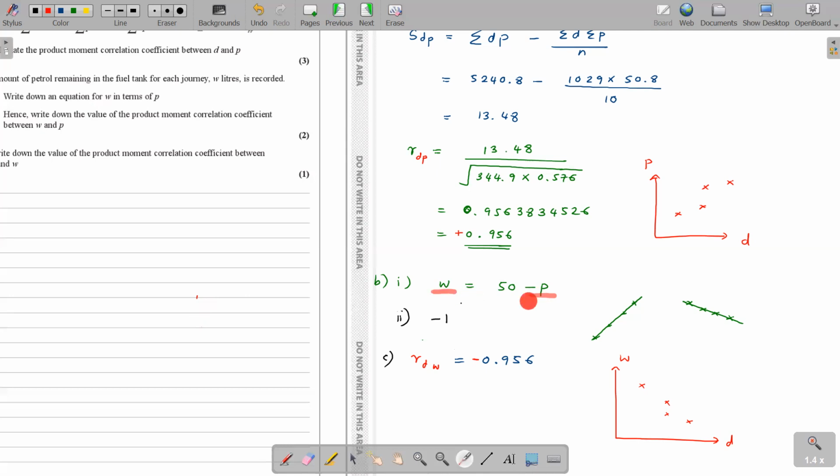This equation, W is equal to 50 minus P, from this equation I realized that we are doing a coding here. However, the only thing is the original variable has been totally converted to negative. So from that I realized it's kind of a coding here. The magnitude of the value is definitely not changing, but the sign will definitely change. Thinking about these graphs also helps you to realize this is positive and this is definitely negative.